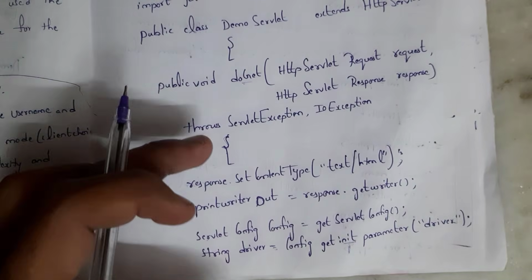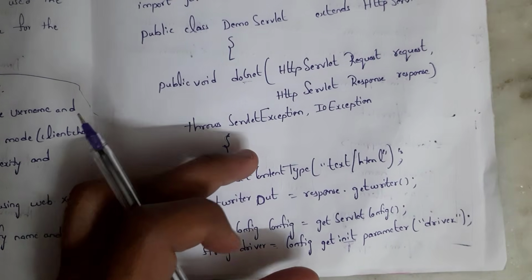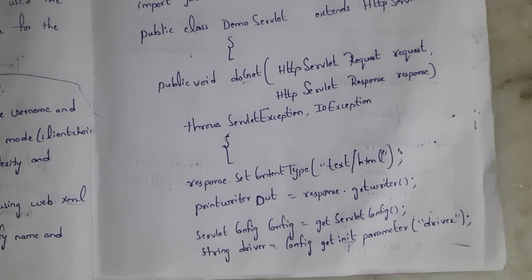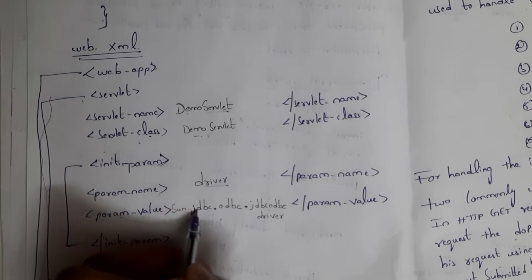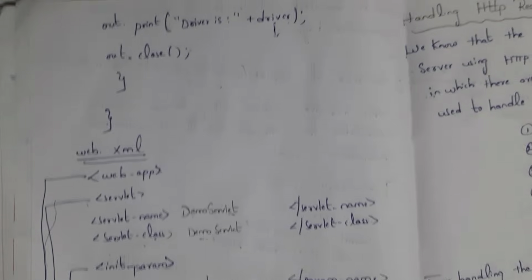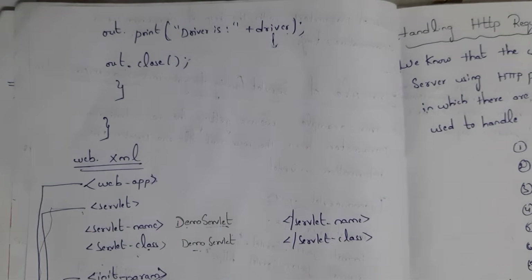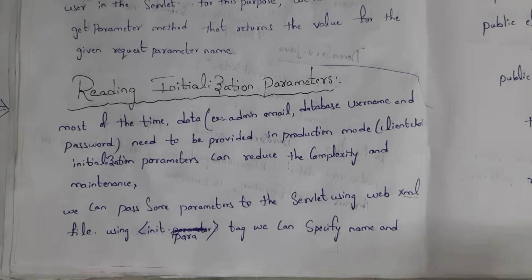Guys, this program is a little tough, but if you practice then it will be easy for you. This program is written in order to install a driver. Here the driver is the driver I am installing. The driver name is the JDBC-ODBC driver. So here the output is "driver is JDBC-ODBC driver". This is the output for this program. This is how we can read an initialization parameter.